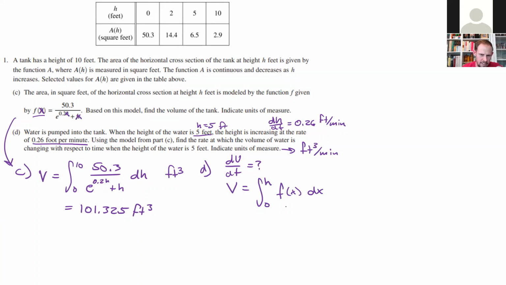All right, so that means if I take the derivative of this, dV/dt would be the derivative with respect to time of the integral from 0 to h of f of x dx. So now I'm differentiating the integral. So I could take the integral and then take the derivative of it back again. Well, what that would get me then is basically a chain rule. So it would get me f of h times dh/dt.